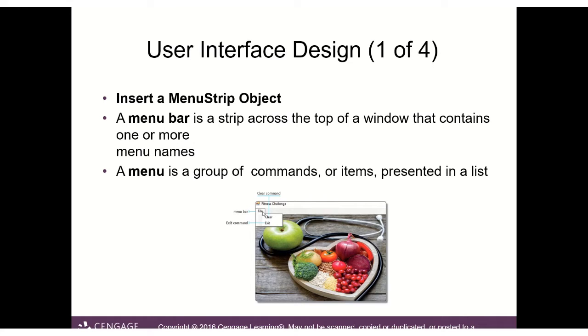So now, a menu bar. What does the menu strip object contain? The answer is menu bars. A menu bar is a strip across the top of a window that contains one or more menu items. So what is a menu? A menu is a group of commands or items presented in a list.